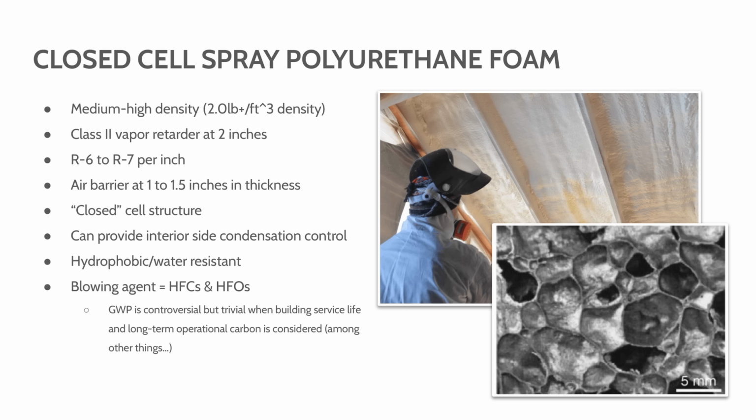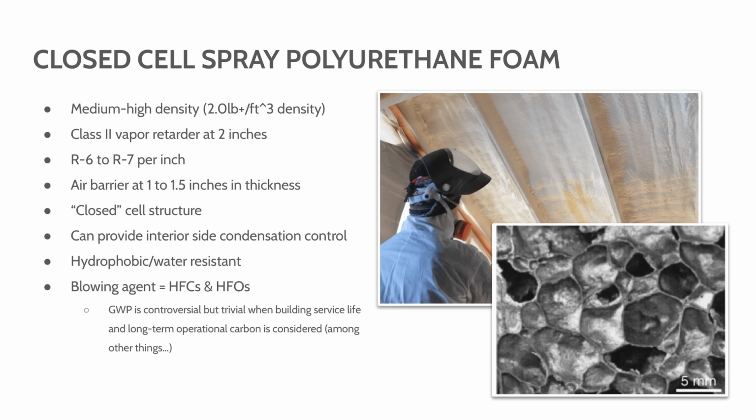Closed cell foam is denser, has a higher R value per inch at around R6 to R7 per inch, and is vapor semi-impermeable, making it similar to a sprayable version of rigid foam products. It uses different blowing agents compared to open cell spray foam. HFOs or hydrofluoroolefins are what are used for the blowing agent.